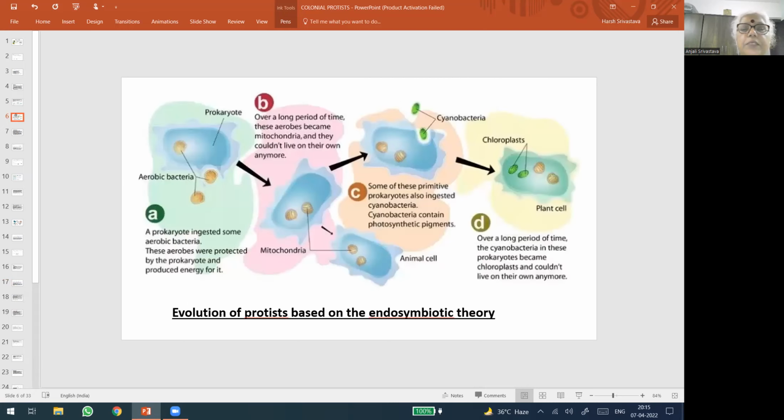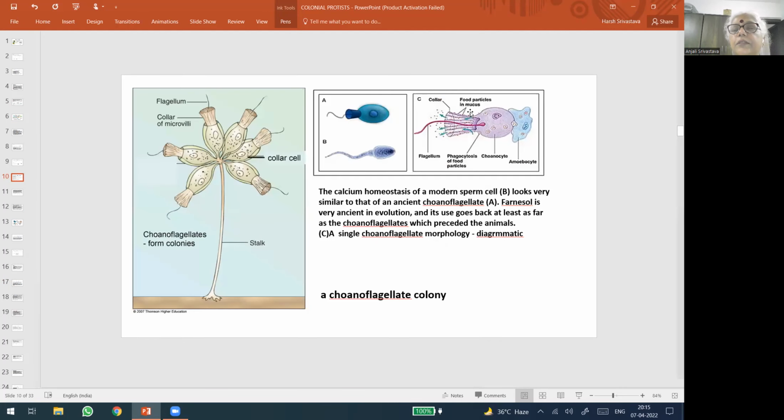In one slide we have seen the structure of these choanoflagellates. These are the microvilli of the collar. This is the main body. This is the structure with the help of which they are feeding. This is their food, and these are the phagocytosis of food particles. This is the flagellum. This is the structure of a single choanoflagellate or protist, we can say.